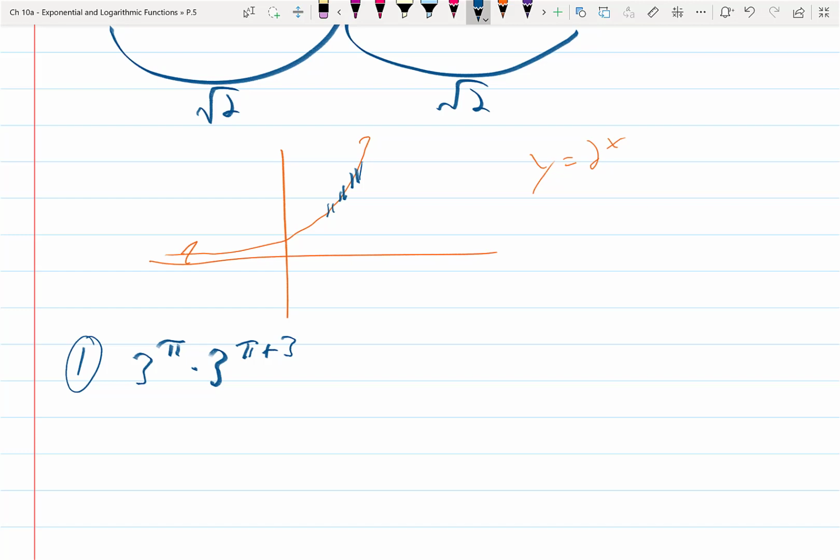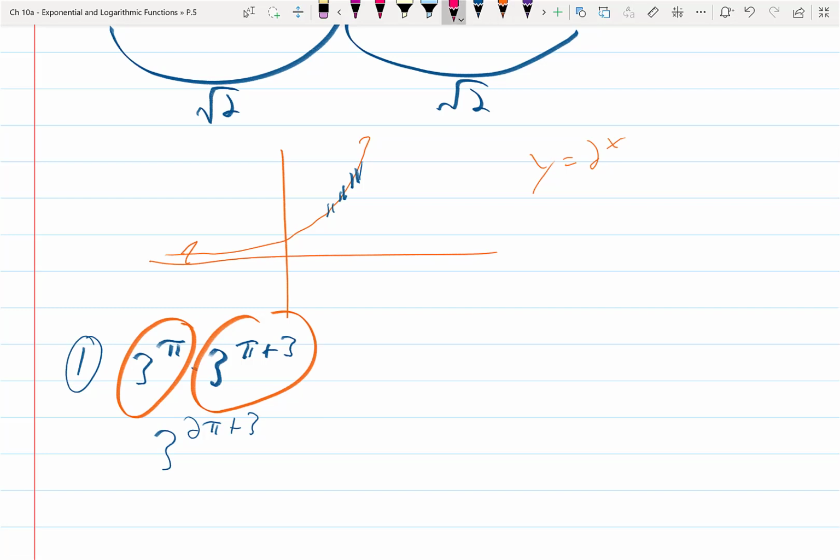Yes, Noah? Is the answer 3 to the 2 pi plus 3? It is 3 to the 2 pi plus 3. Do you know what the common wrong answer is going to be? 3 to the pi squared. No. People will look at this and want the 3 times 3 to be a 9. They really will. And when you do that, you're not truly thinking about what's happening.